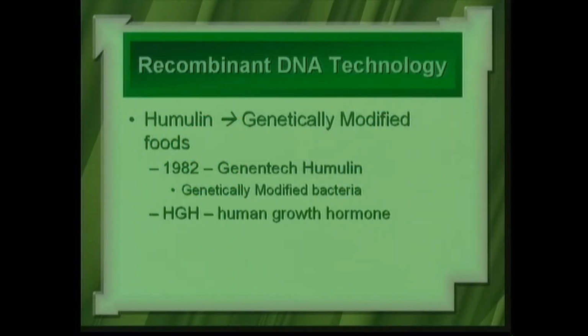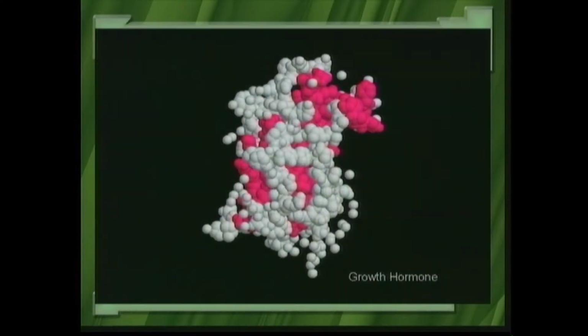Now another kind of human product is HGH, human growth hormone. People have been able to engineer it. This is a model of growth hormone. In the past, you couldn't get growth hormone from pigs or cattle or sheep or any other kind of animal. People who were very tiny and whose bodies weren't producing enough human growth hormone had to get it from cadavers, from people who were dead.